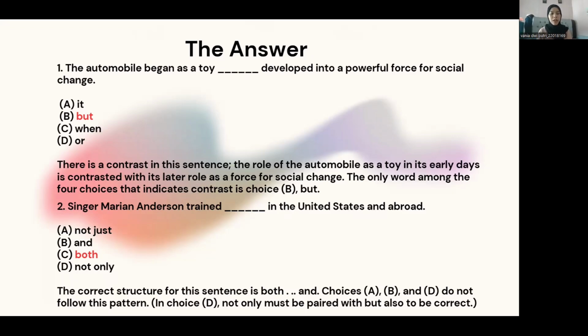And the second question: singer Marian Anderson trained blank in the United States. Therefore, this sentence needs both, because A, B, and D do not follow the pattern. As I explained, both is paired with and. Meanwhile, options A and B are not correlative conjunctions. Choice D is incorrect because not only must be paired with but also. The perfect answer is C, both.